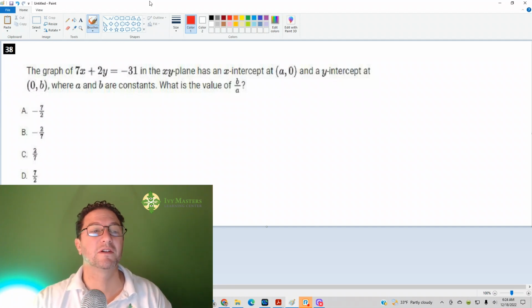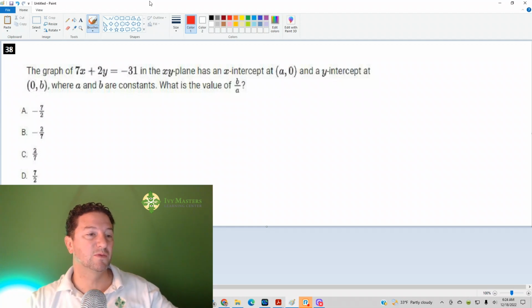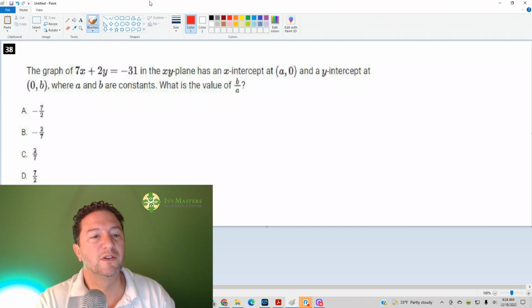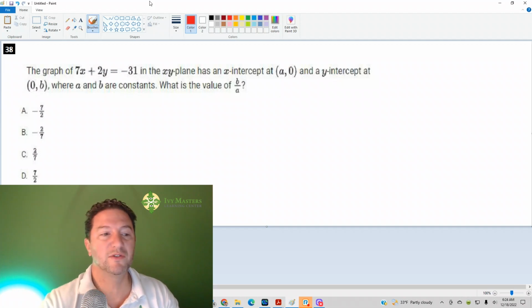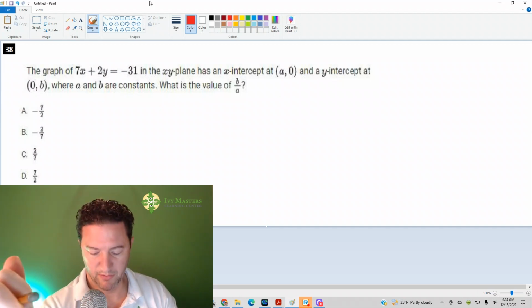And today we're going to look at the 37th question from this digital SAT Test 1 potato version. And it reads, graph of 7x plus 2y equals negative 31 in the xy plane has an x-intercept at (a, 0) and a y-intercept at (0, b), where a and b are constants. What is the value of b over a?